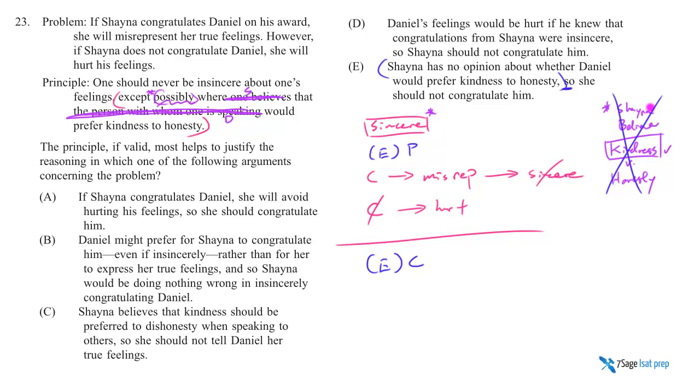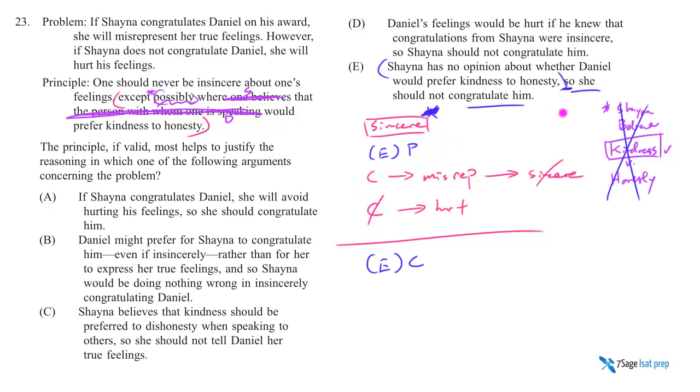But if it is a carve-out, it still gets destroyed by E because Shayna has no opinion about whether Daniel would prefer kindness or honesty. Look at this carve-out. She needs to believe that he prefers kindness. And here E is stating as a premise, nope, no opinion. Therefore, the carve-out goes away, right? Principle operates, you must be sincere, contrapose back, you don't get to misrepresent, you don't get to congratulate, right?